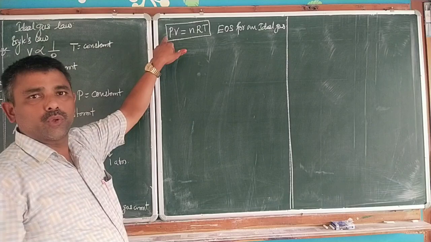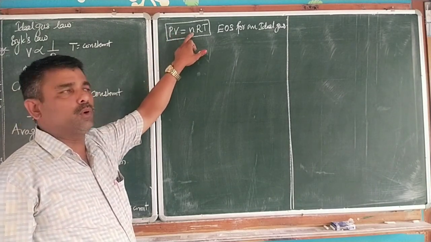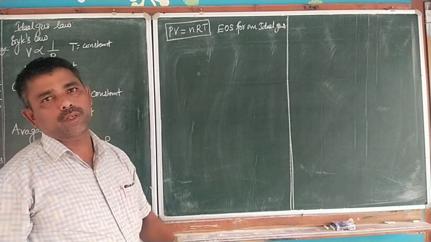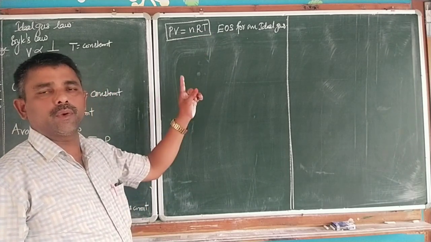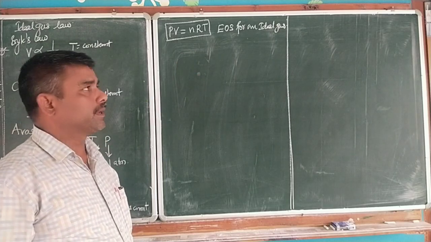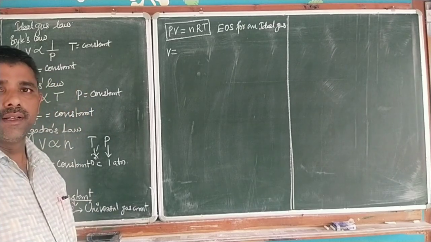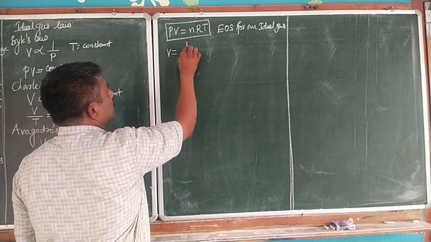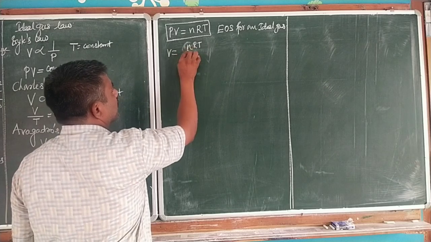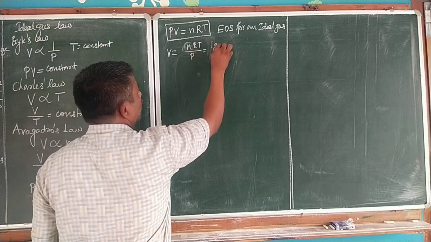P stands for absolute pressure, V stands for molar volume, n stands for number of moles, R stands for universal gas constant, T stands for absolute temperature. Clear? This is the equation of state for an ideal gas. One more important piece of information: the volume of an ideal gas, V, is equal to nRT divided by P. n is equal to 1 gram mole or mole.